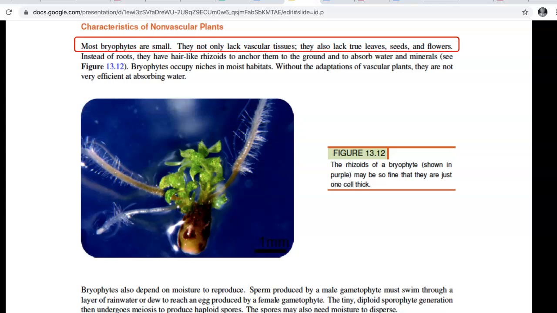It says most bryophytes are small. They not only lack vascular tissue, vascular means those highways within the plant. They also lack true leaves, seeds, and flowers. So this is a very primitive old plant. It's called a bryophyte.